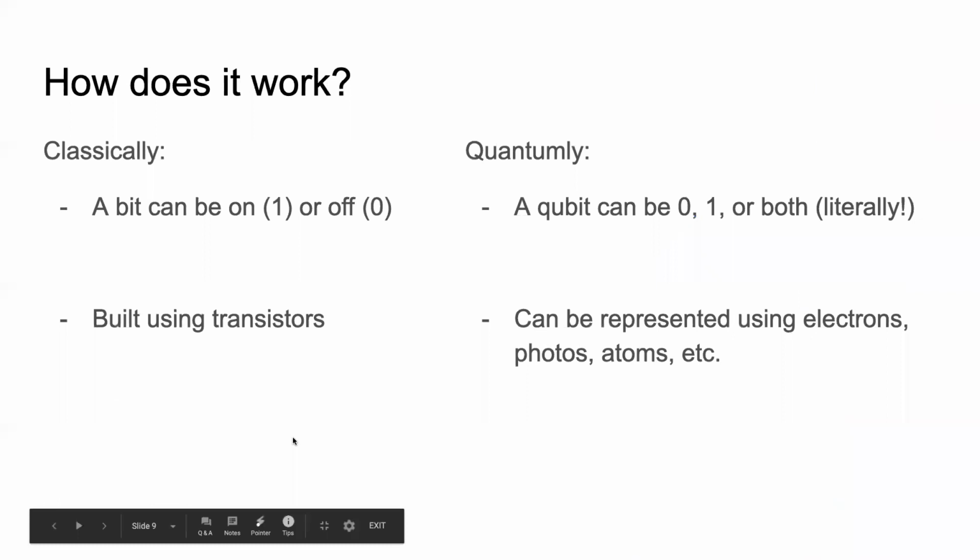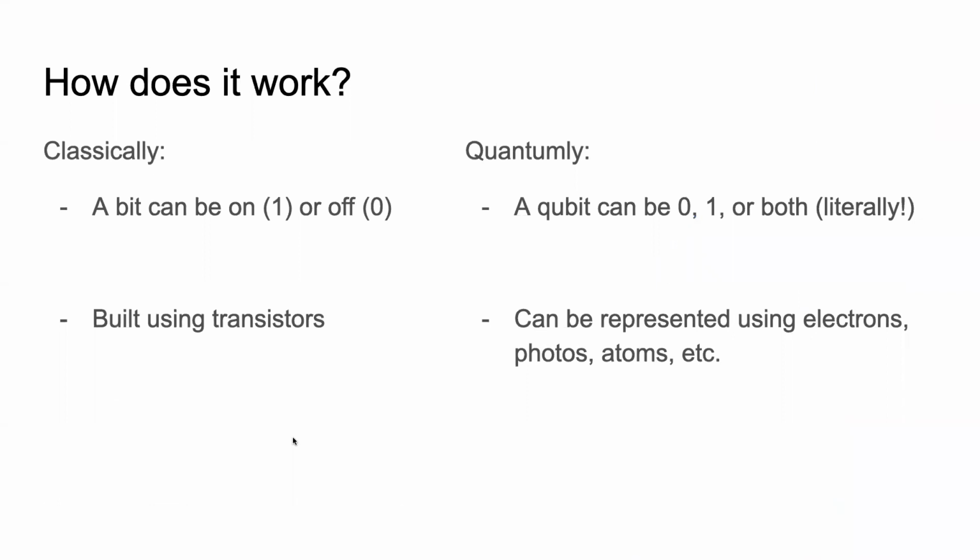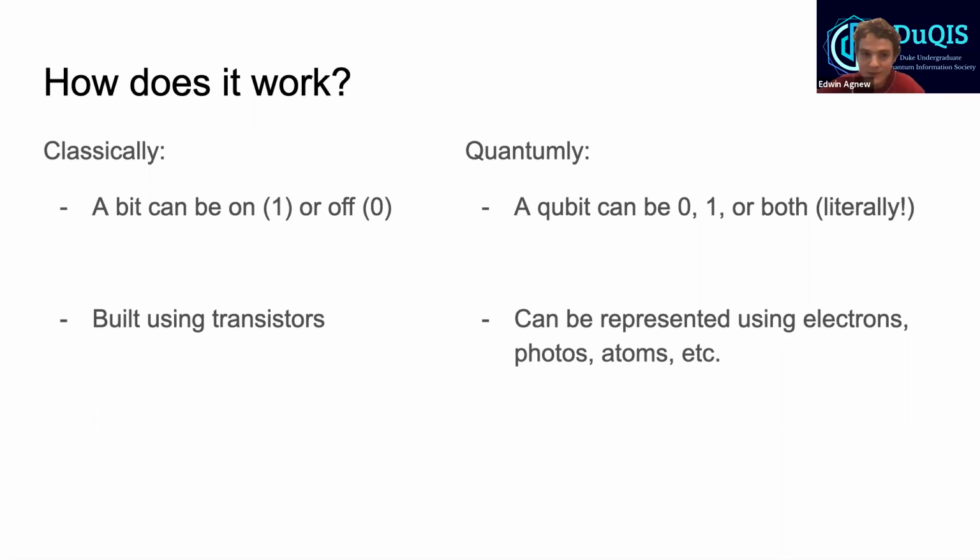So how does this work? On a classical computer like the ones we're all on now, everything is made out of bits. A bit can be 1 or 0, which can be thought of as a switch being on or off. These are built using transistors.